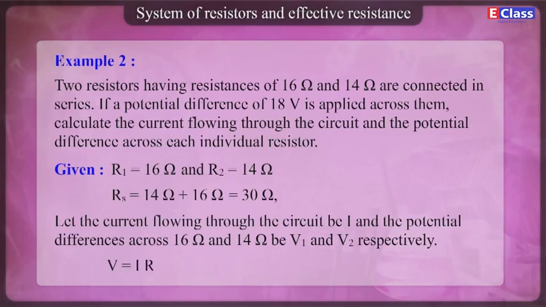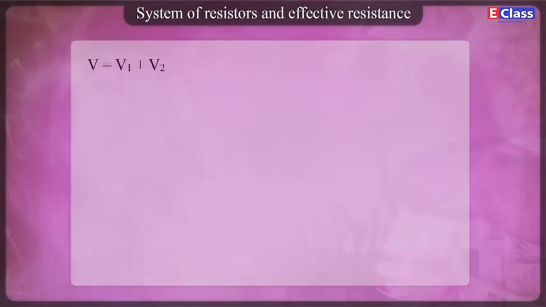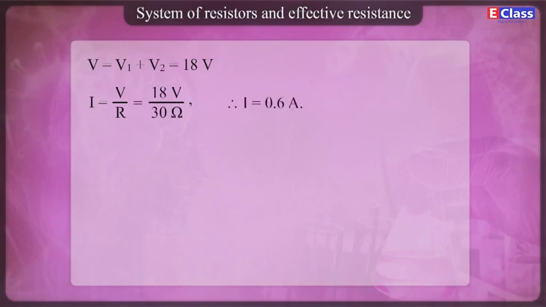V is equal to IR. V is equal to V1 plus V2, which is equal to 18 volt. I is equal to V upon R, which is equal to 18 volt upon 30 ohm. Therefore, I is equal to 0.6 ampere.